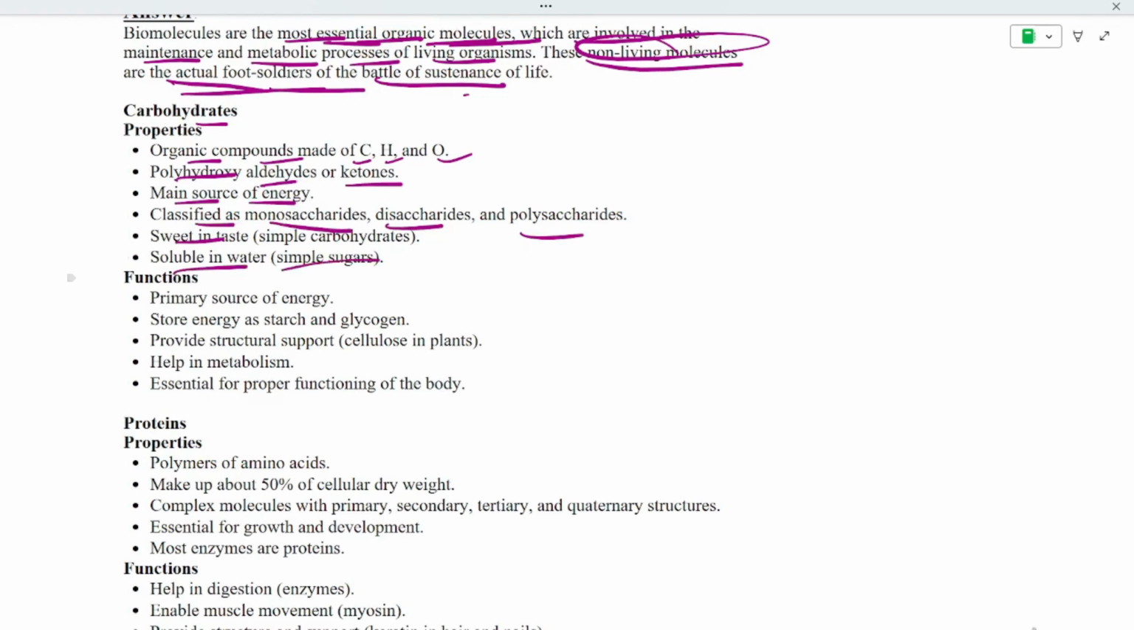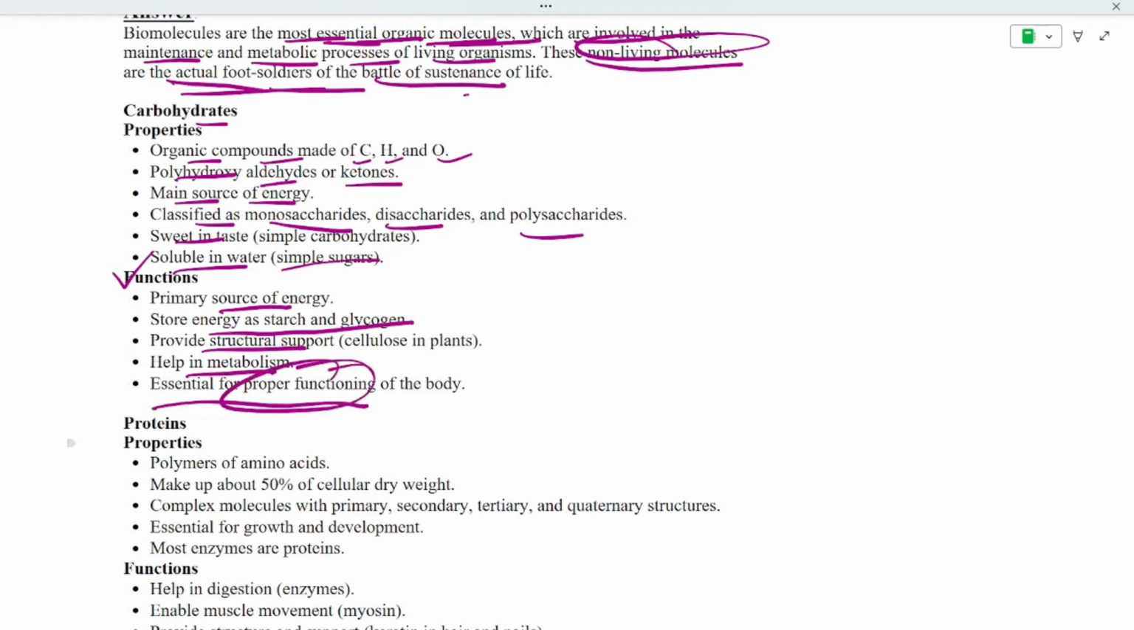Simple sugar is an example. Next, what is its function? Primary source of energy. It gives what? Energy. You know that. Next, it stores energy, such as starch and glycogen. And next, it provides structural support, helps in metabolic activity, and also helps in the proper functioning of the body.